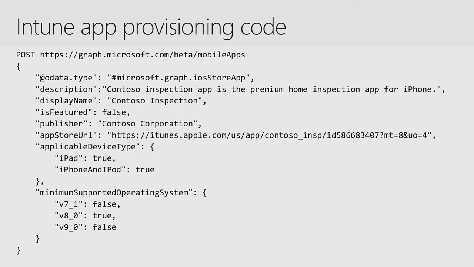So here is an example where they're actually provisioning an app into Intune. They've gone to Apple, and Apple has REST APIs to pull information about a specific app in the Apple App Store, the Contoso inspection app, which goes back to the property management app we looked at earlier. So they've got that information and they're posting it up to Intune. This is an iOS app, so they're setting some information about the devices and the supported operating systems for Apple.